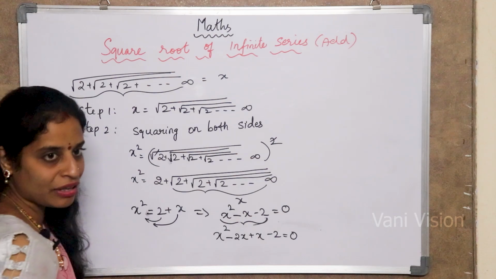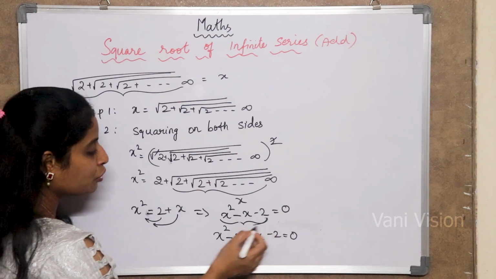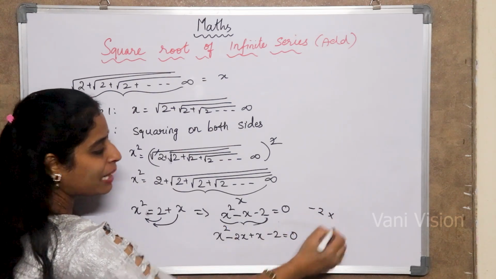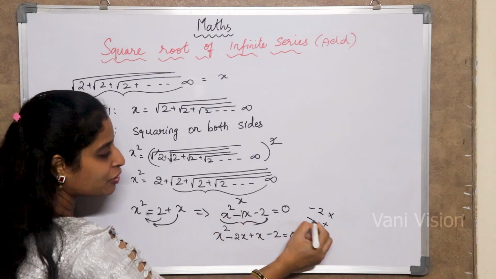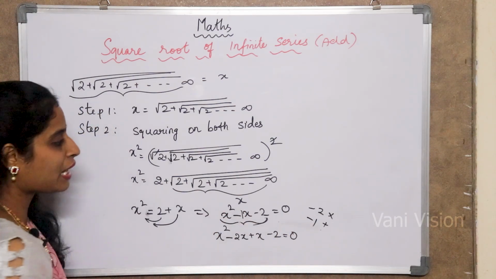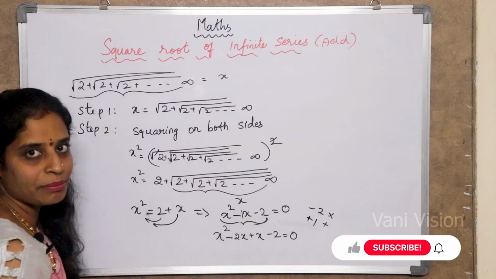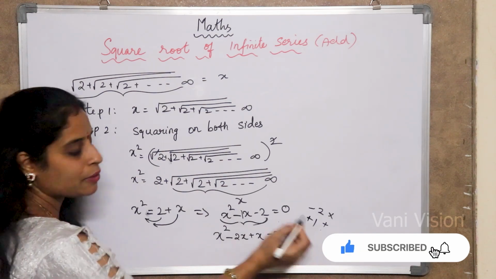We are going to find the roots of x here. So what was the condition? Two numbers should multiply to give minus 2, and when we add them we should get minus 1. Those are the numbers we have to take: minus 2 and 1 are our numbers. So x squared minus 2x plus x minus 2 is equal to 0.